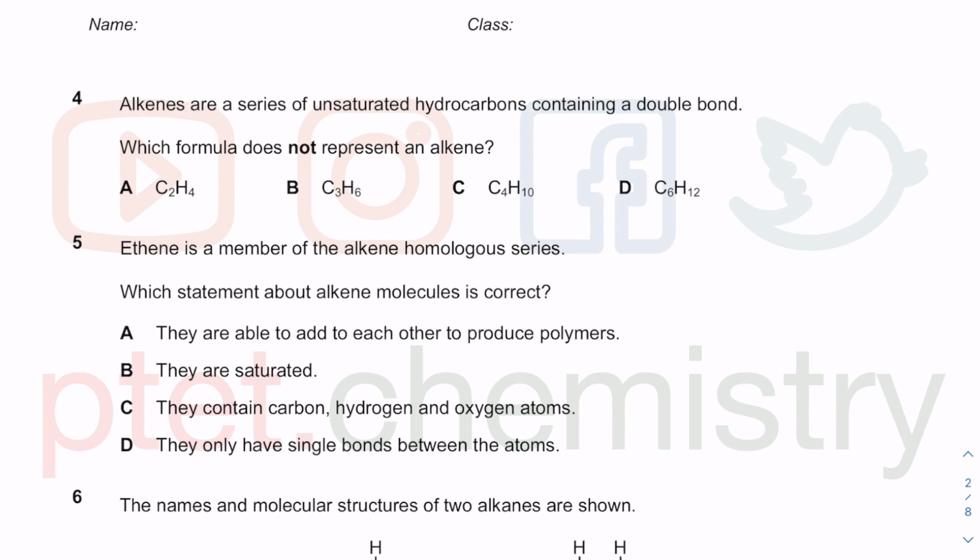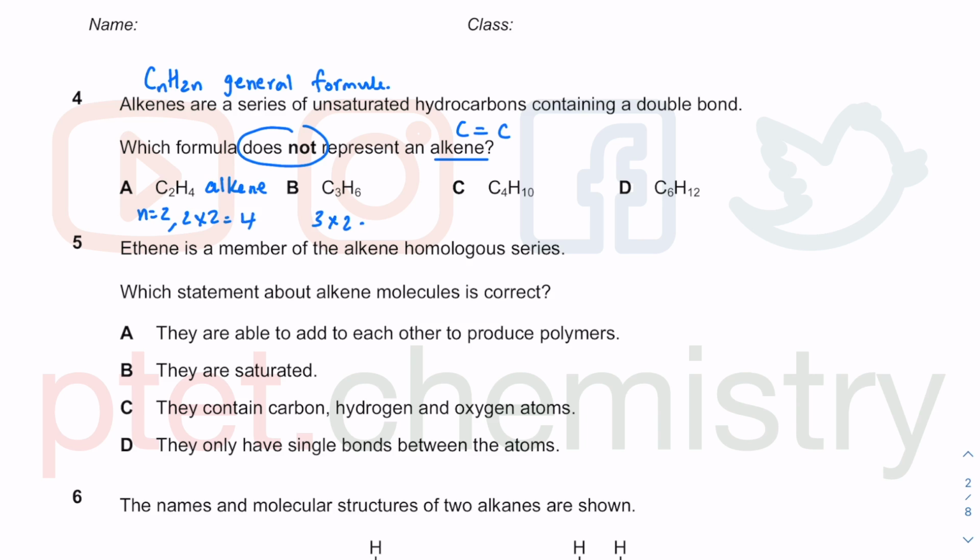Question number 4, we have alkenes. Alkenes have CnH2n general formula, where n is the number of carbon. So which formula does not, this is a negative question, does not represent alkene? So when n equals 2, 2 times 2 is 4, so this is an alkene. So they are looking for something which is not an alkene. 3 times 2 is 6, so you get 6 there. 4 times 2 is 8, this is 10, so C must not be an alkene.